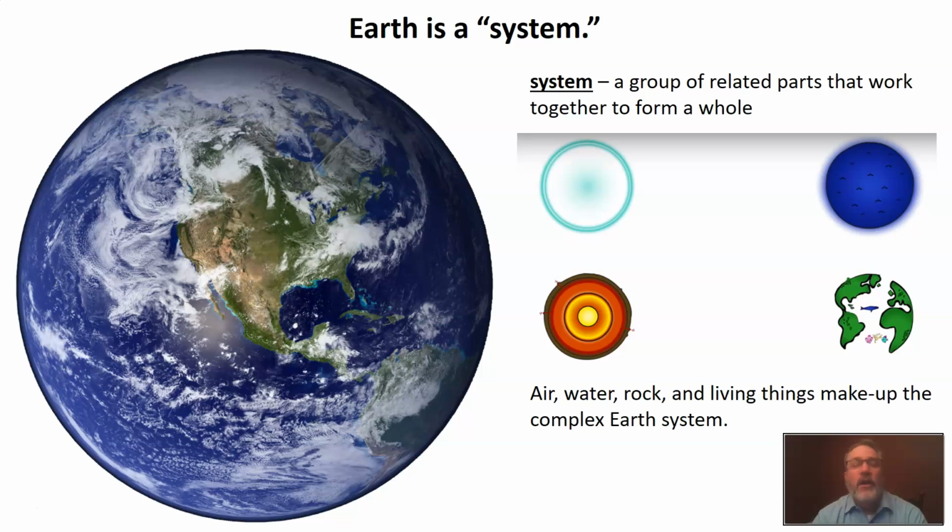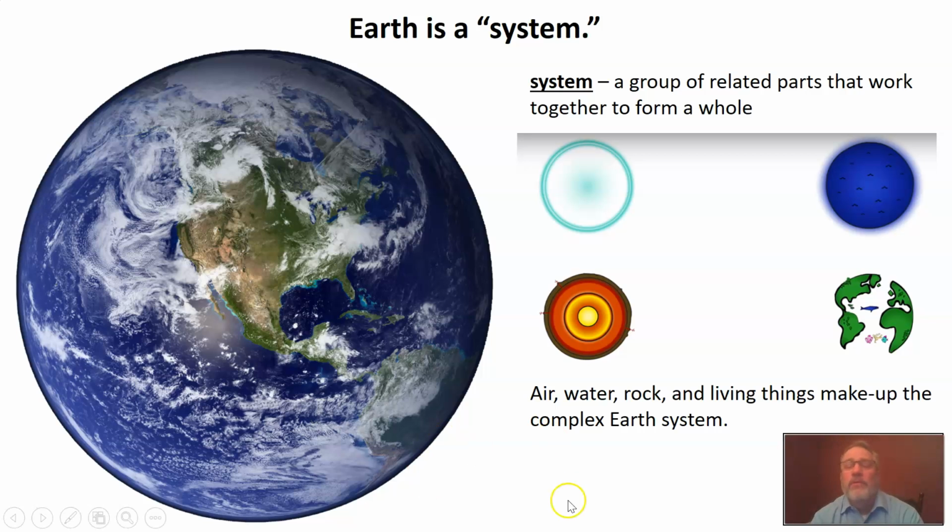So this idea that Earth is a system. I want to point out first off that we need to understand what a system is. And when we talk about a system, we just mean a group of related parts or objects that work together to form a whole. In other words, Earth is a bunch of pieces that work together to make Earth.